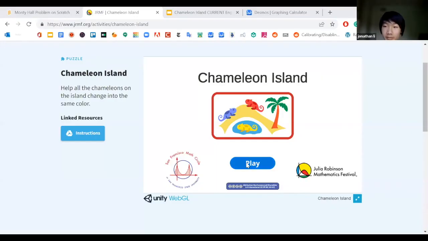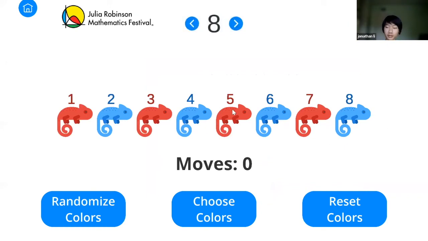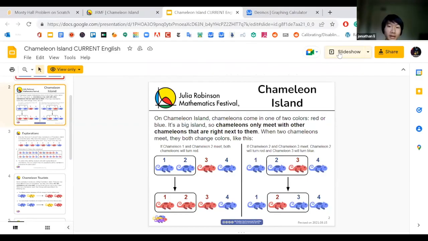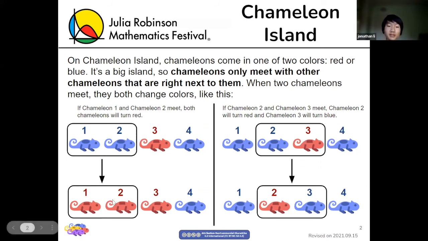Okay, so here's the game. This is Chameleon Island. There are chameleons here, and the goal is to get them to change color. There are 8 chameleons here. We're going to go over some puzzles with this. First we're going to explain how they change colors. Basically, if a chameleon is with a chameleon that's opposite its color, they will swap. And if 2 chameleons that are next to each other have the same color, they will both switch colors.